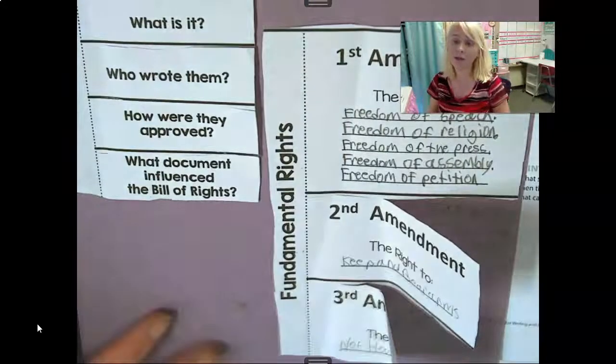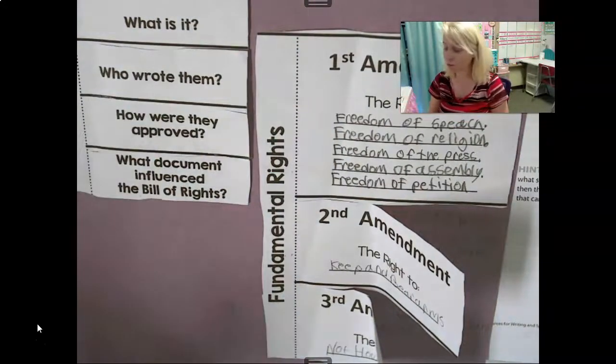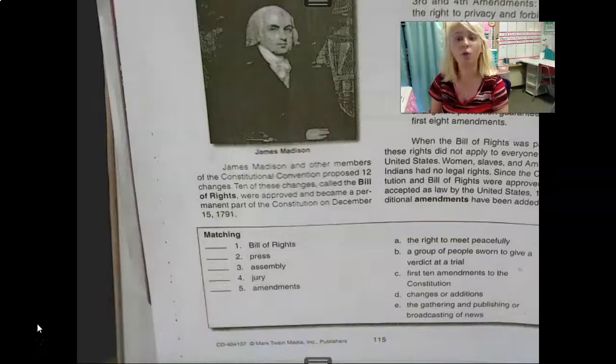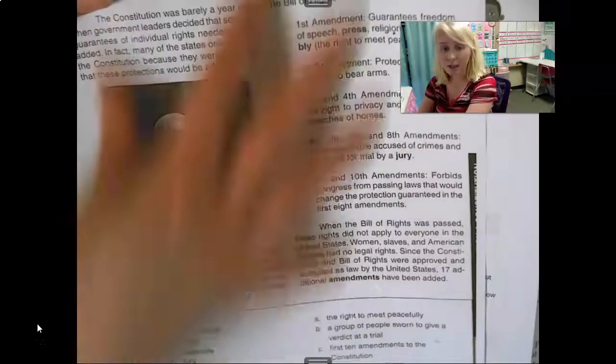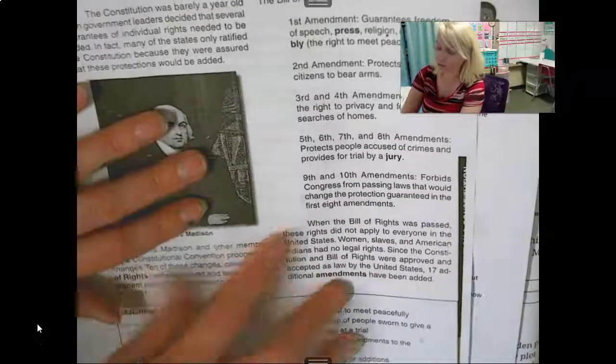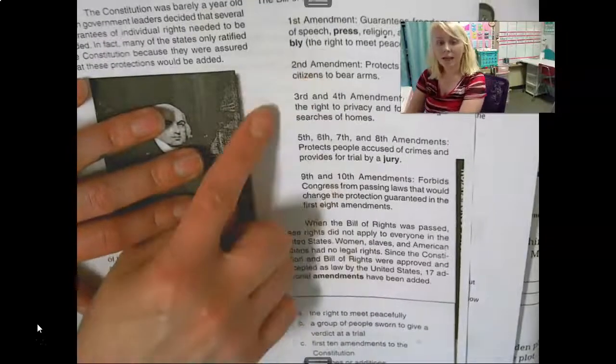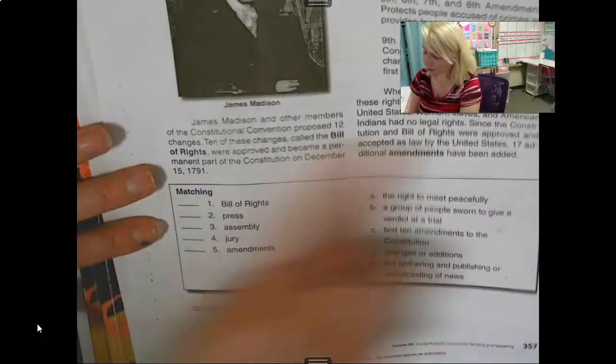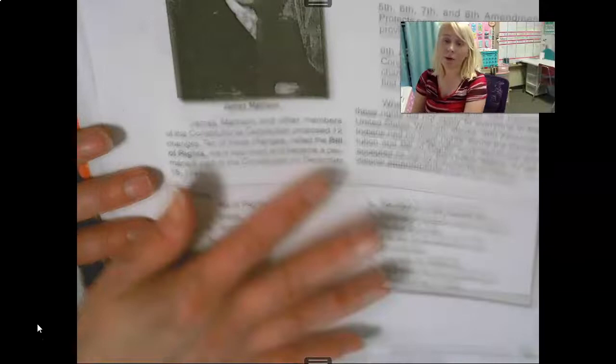But the other ones, like the flower-shaped one and the tombstone-shaped one, I am just going to toss those and substitute it with this because it's going to be too long and too much work. So what you're going to do is read through this, and it walks through what the First Amendment was, the Second, Third, and Fourth, all the way through the 10th. And then you're going to answer these questions. So that's a part of this station today.